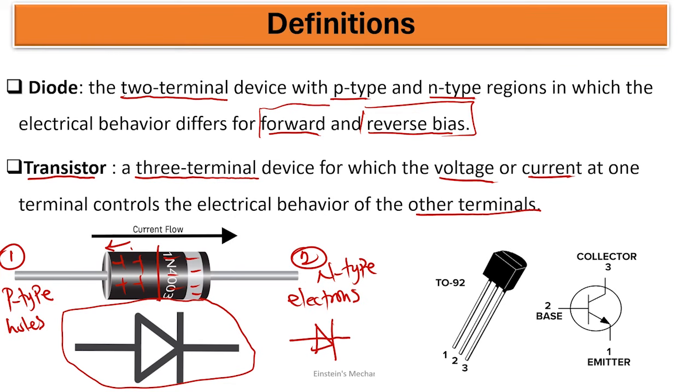So a transistor has three terminals. A diode has two and a transistor has three. With the behavior of transistors, when you control the voltage at one of the terminals, it is going to alter the behavior of the other terminals. Or when you control the current, let's say if I control current on terminal 3, it is going to alter the entire electrical behavior of the other terminals.